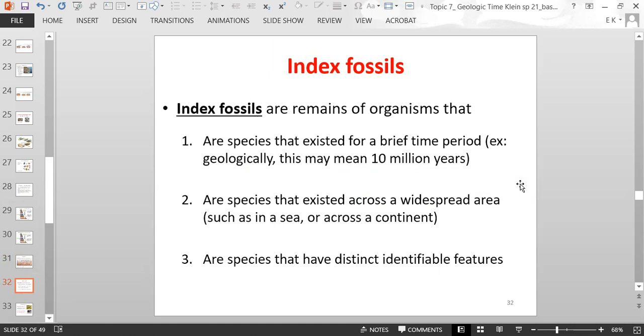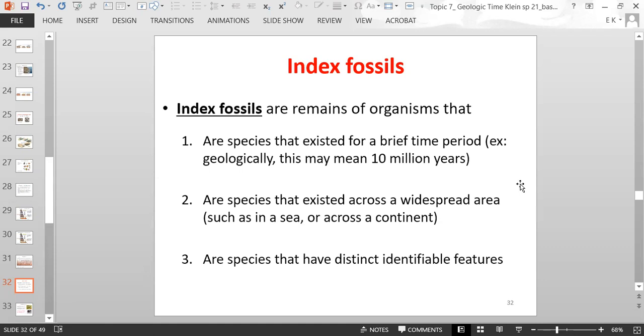So that brings us to index fossils. Index fossils are remains of organisms that are species that existed for a brief time period. But keep in mind, in geology, brief could mean like 10 million years. 20 million years is brief. Index fossils are also species that existed across a widespread area, such as across a large continent or part of a sea, maybe a species that lived widespread in a sea, like a particular species of plankton or something.